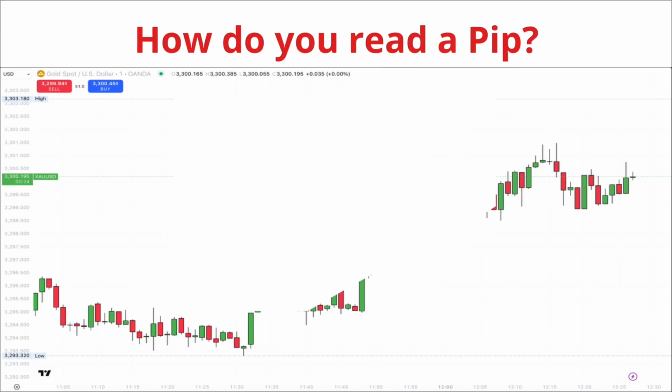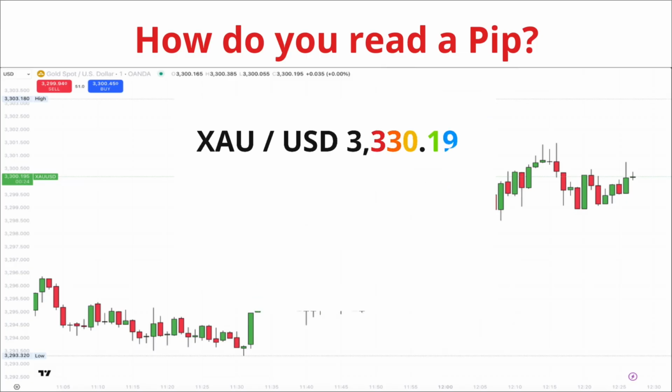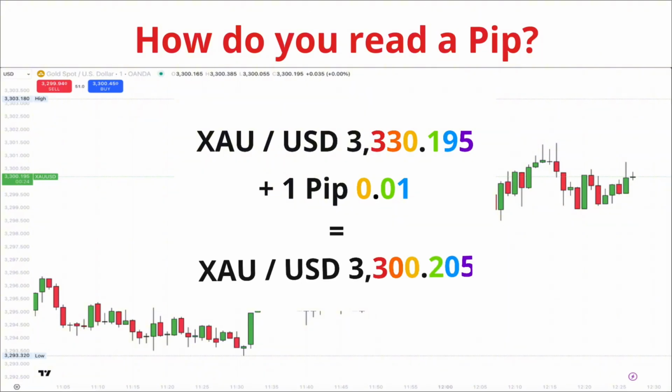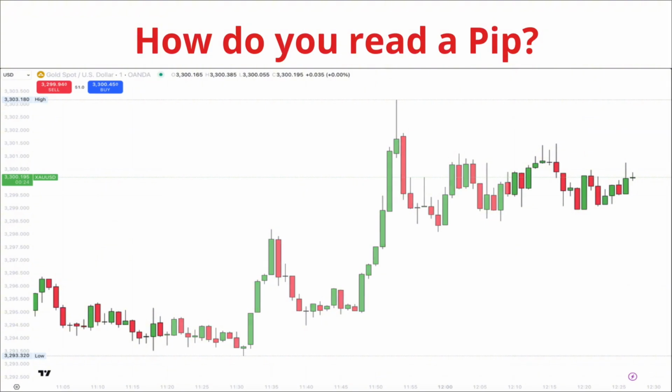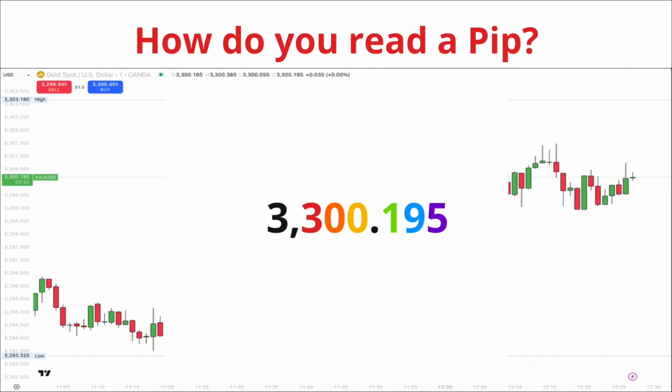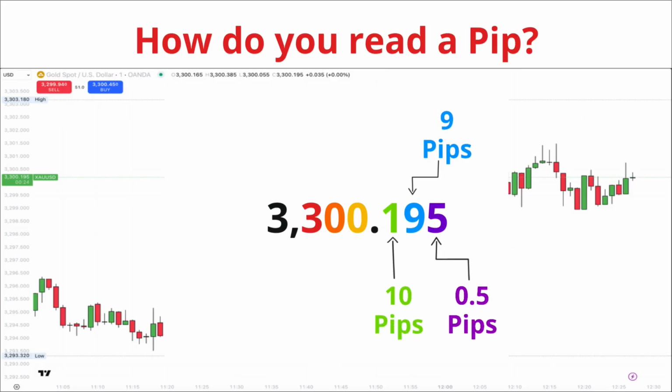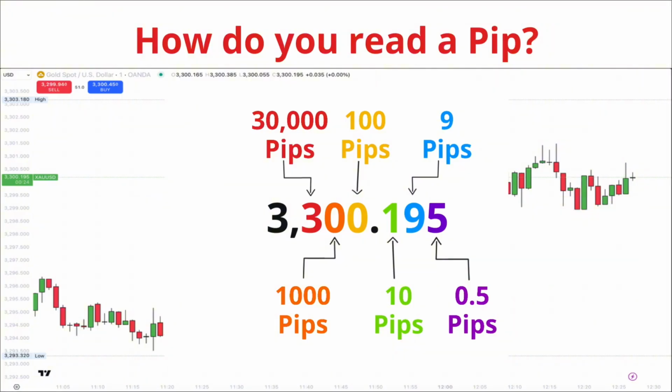Let's look at a quick example. If we use the spot price from the previous example and add 1 pip, this would be the new price. It's a 1-digit change of the second decimal place. Here's a handy picture to help you learn how to read the pips. So if the price increased by 1 pip, the number would read 3,300.205. Some brokers add an extra digit to the price for more accuracy. This is 1/10 of a pip and is shown in purple. It's called a pipette, or fractional pip.